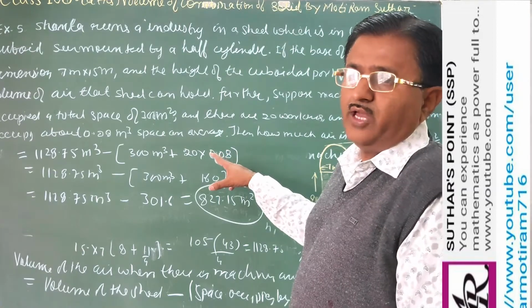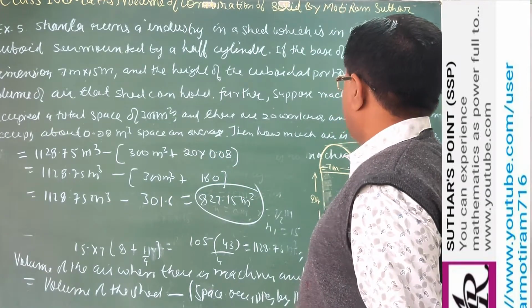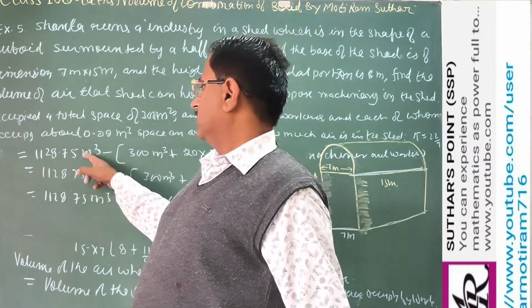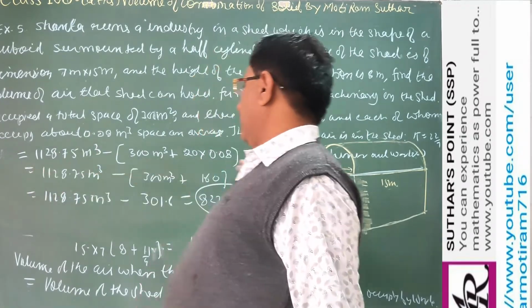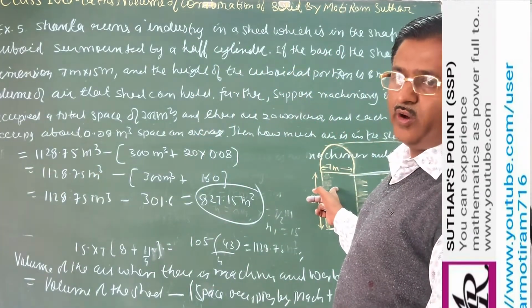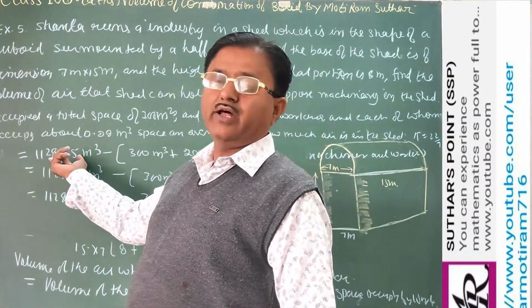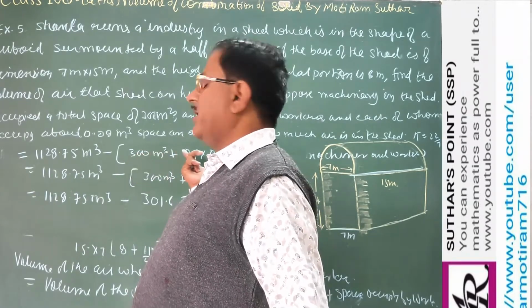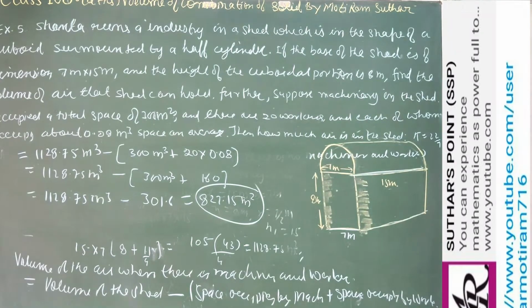So we are considering two cases. When there is no machinery or worker, then how much air is there? That we have already found. Now if there are machinery and workers in this shed, then how much air will be there? That will be the total air minus the space occupied by the machinery and workers. So very easily you can solve. So write down this one.